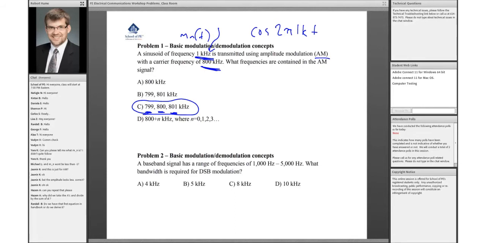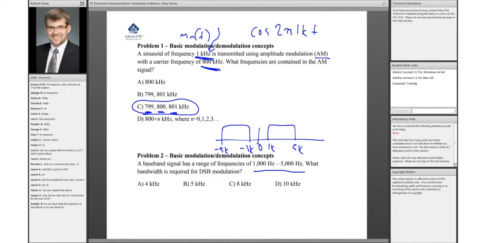Problem 2, if our baseband message has this range of frequencies, what is the bandwidth required for double sideband? Well, baseband looks something like this, so it's between 1K and 5K. And then I'll also write or show the negative frequency values, minus 1K and minus 5K.